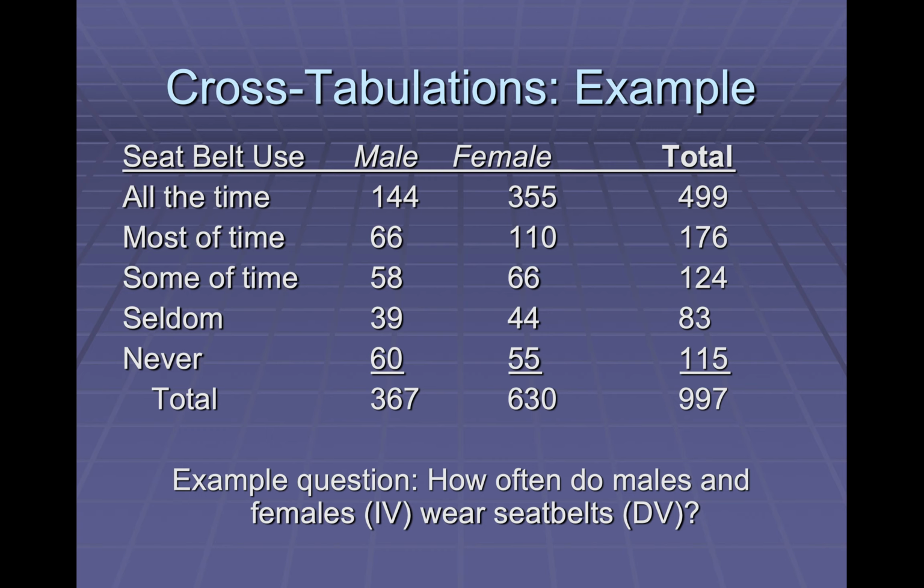So here's an example of a cross tabulation. This one is pretty basic. It looks a lot like a frequency chart, except that we do have these totals here. So that's a big key difference with cross tabulations, that totals are presented. So an example question is, how often do males and females wear seatbelts?